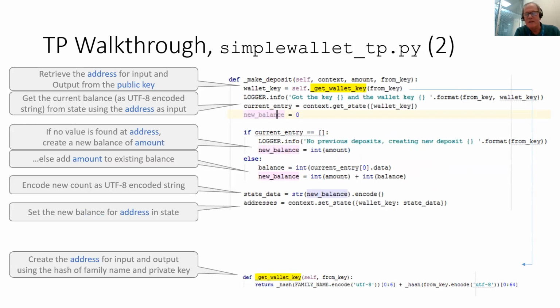And let's see, we call set state. So set state writes that new value to the global state. So that would be the new balance.